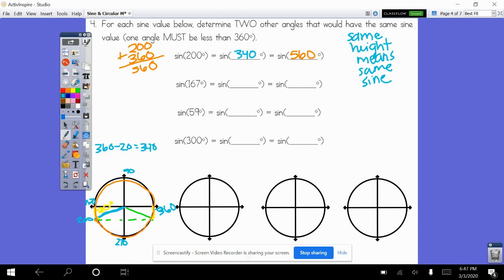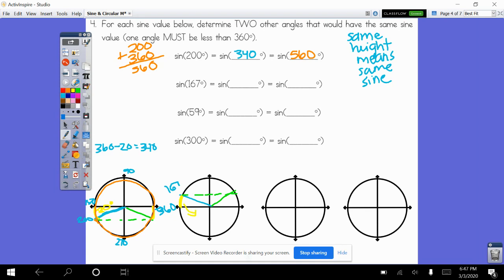All right, so sine of 167. 167 is before 180, so it's going to be like here. I'm not going to keep marking all of the 0, 90, 180, and 270, but you should know that. 167 is here, and I need to find an angle that's the same height, so it needs to be right across from this over here. So the way to figure out what this angle should be is I really need to know how far 167 is from 180. Well, 180 minus 167 is 13.